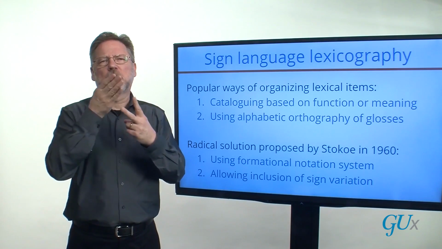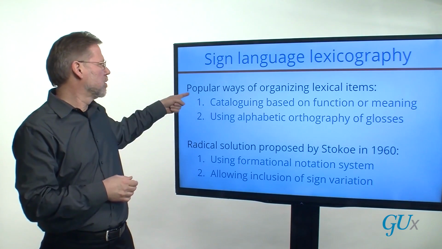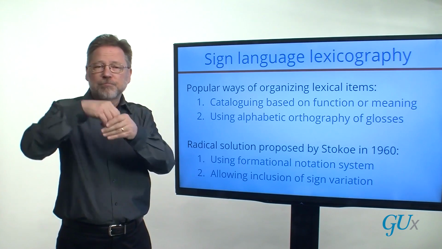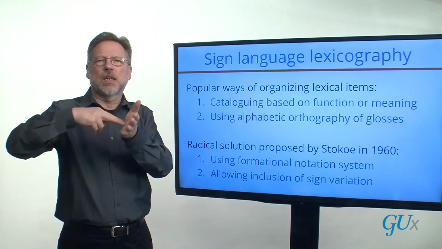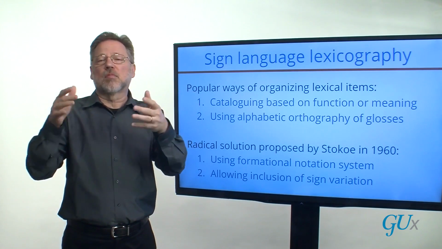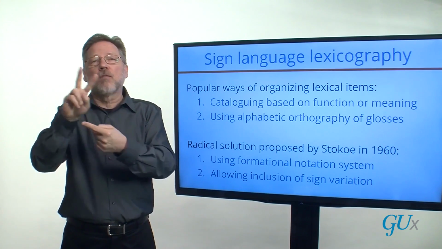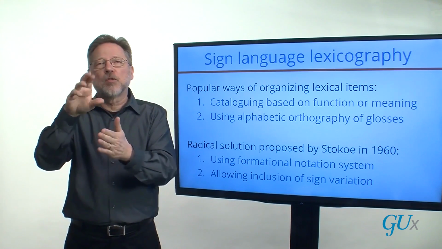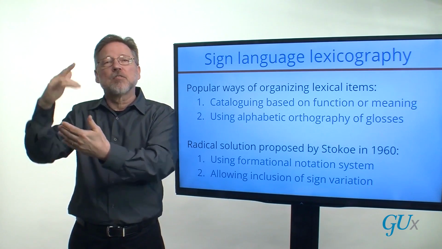Now, in looking across time, you see there are two primary ways of organizing lexical items. First, books can be organized by cataloging words based on meaning or how they're used in a sentence. So, parts of speech are grouped together into lists of nouns, verbs, adjectives, etc.